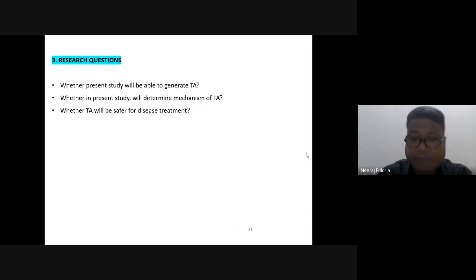Then, once you have identified the problem and done the hypothesis, there will be some questions in front of you. The questions will be like, let's say if you want to do synthesis, whether we will be able to synthesize the products, whether we will be able to develop the product, whether the developed product will be really active, whether we will be able to determine the mechanism, whether the product will be really safe. All these questions you have to write.